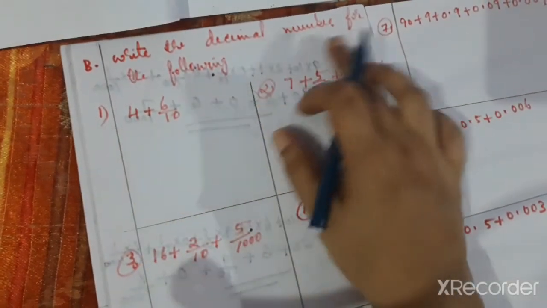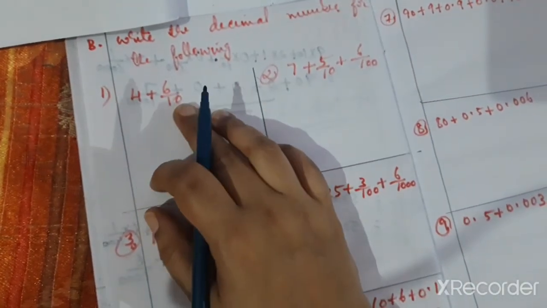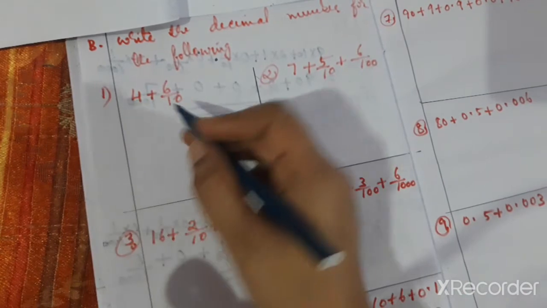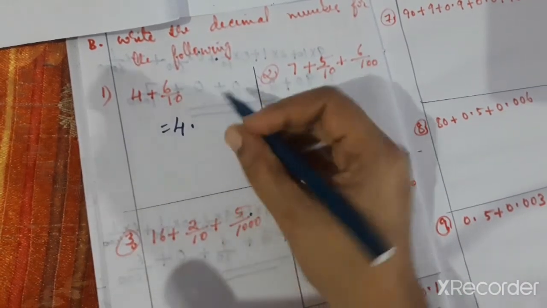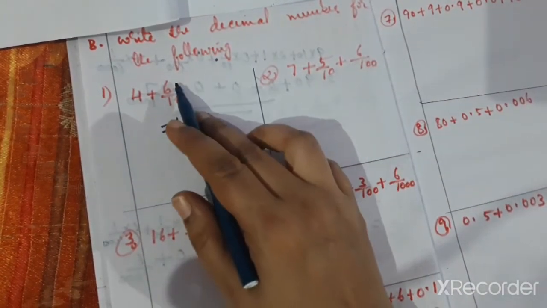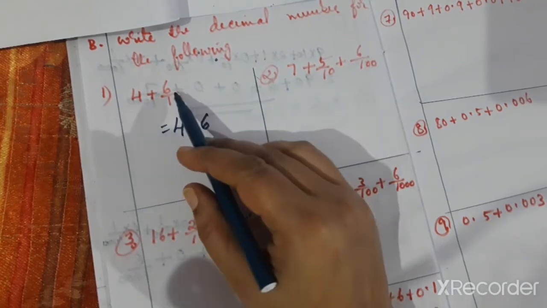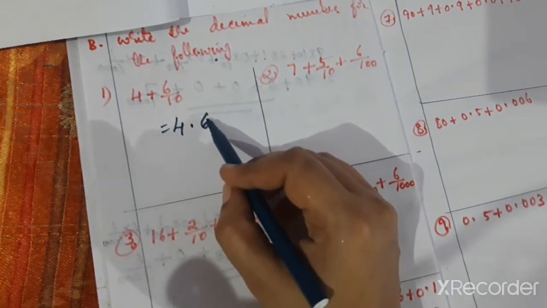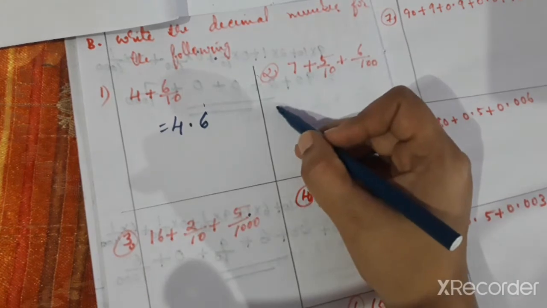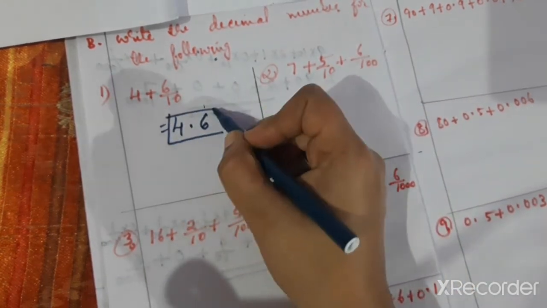Now write the decimal number for the following. So 4 plus 6 by 10. 4 is a whole number, so the whole number comes before the decimal point. Write the decimal number for the following. 6 by 10 means 6 in the tens place, 1 by tens place. So the answer is 4.6.